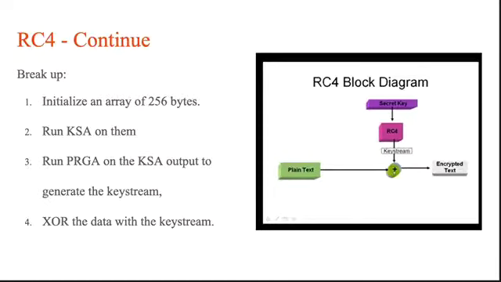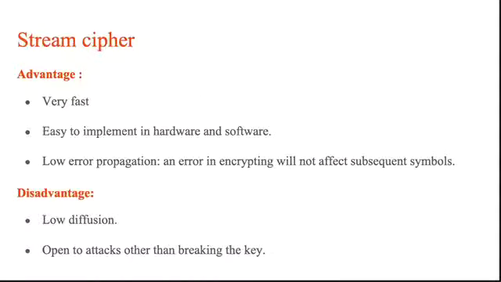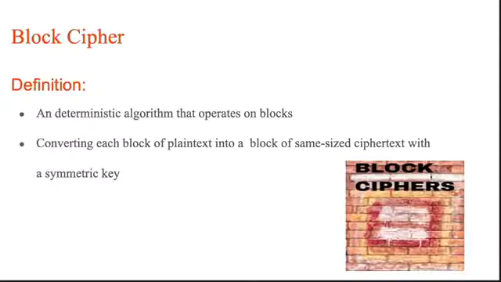From the above discussion, we can find the advantage of stream cipher is that it is very fast and easy to implement and has low error propagation. However, the disadvantage of the stream cipher is that it has low diffusion and is open to attacks that insert content rather than breaking the keys. Now let's move on to block cipher.